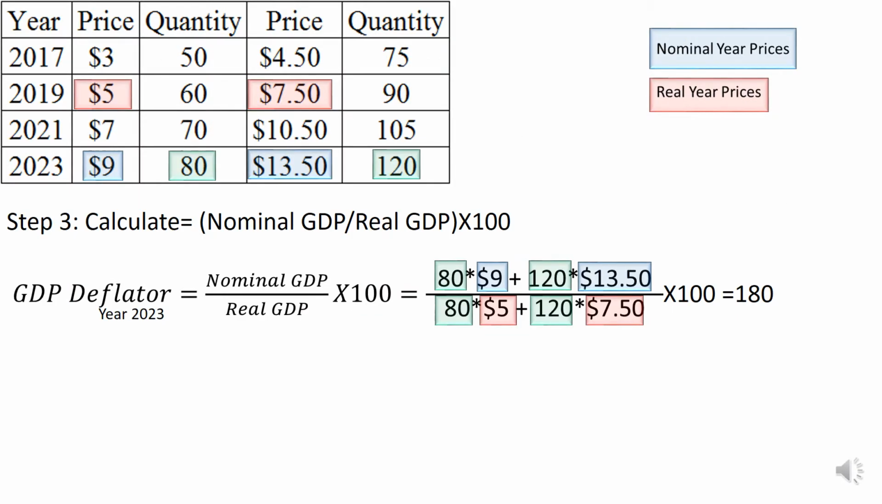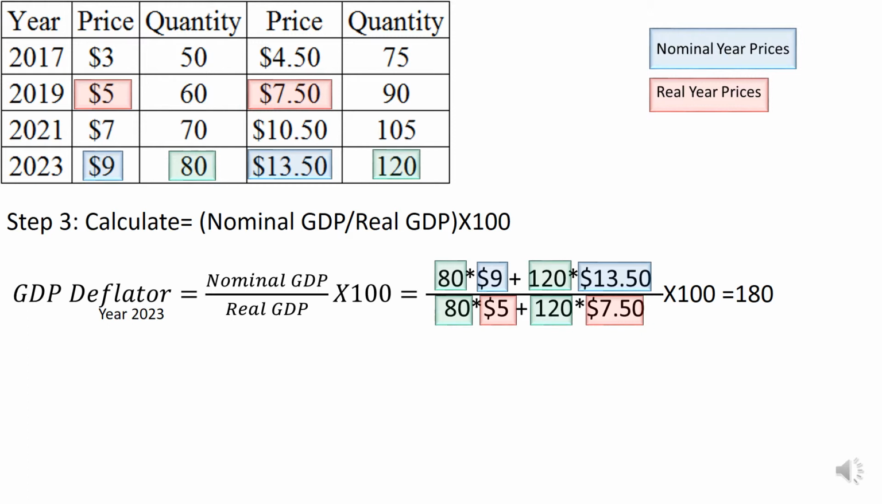All right, now to calculate the GDP deflator for the year 2023, we just put all of our calculations together in one place. So we have nominal GDP divided by real GDP times 100. Again, we constantly use the same quantities. That's a big deal because there are quantities from other years available, but we don't want the wrong calculation. So we use 80 and 120 for all calculations.